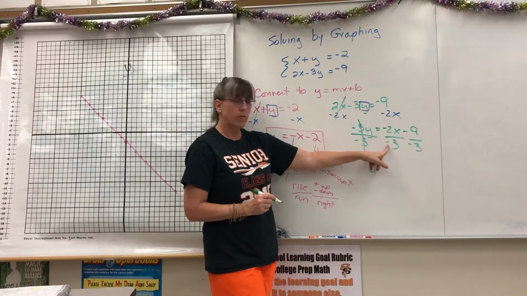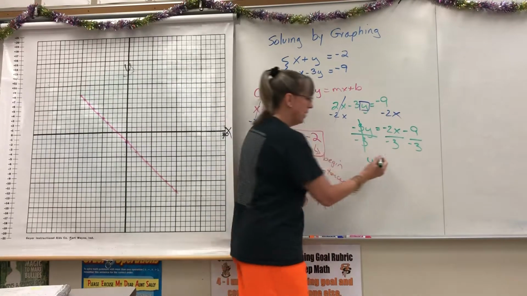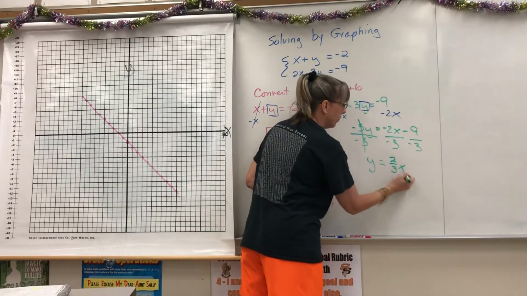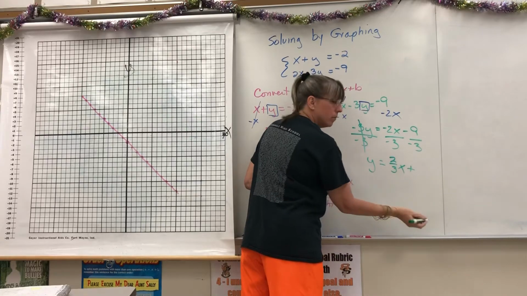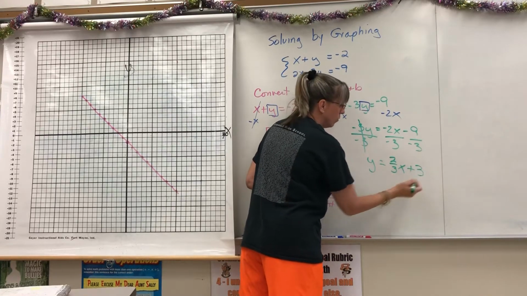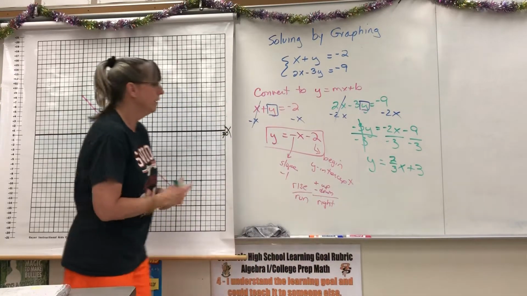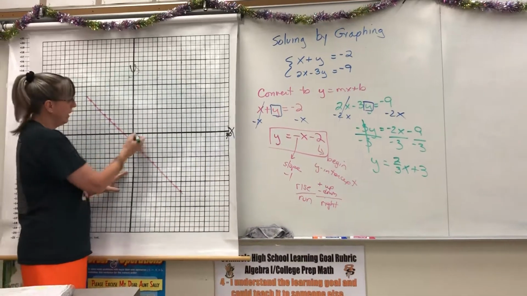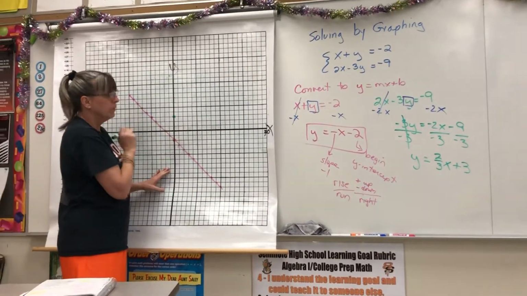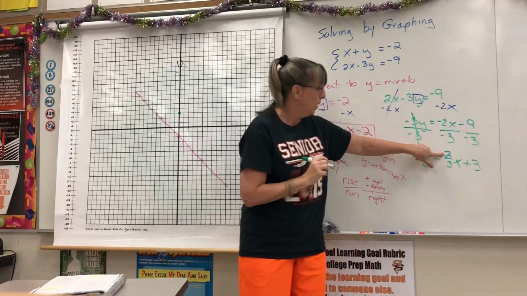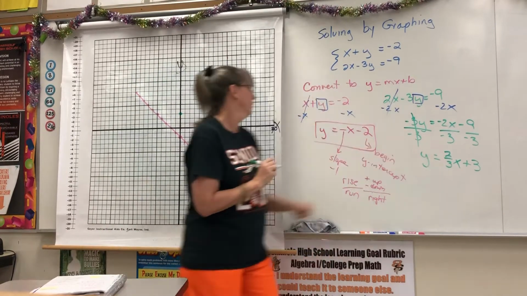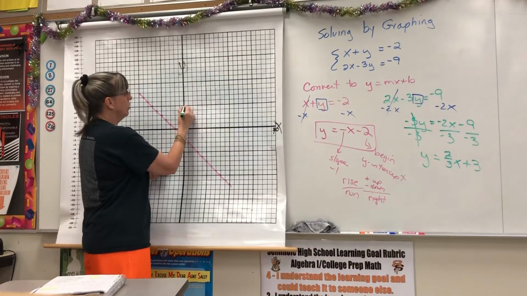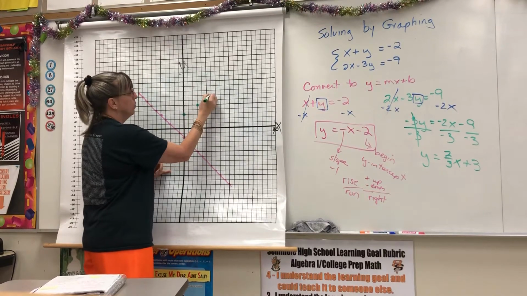A negative divided by negative is a positive. We can't do anything with the 2/3. Negative divided by negative is a positive. 9 divided by 3 is 3. Okay? So come over here. We're going to start at a positive 3. And our slope is up 2, right 3. So we're going to go up 2, right 3, up 2, right 3.